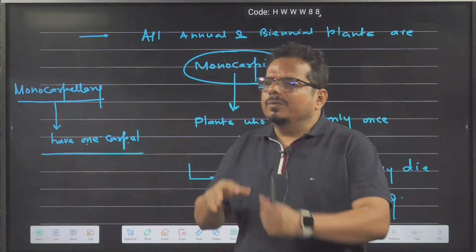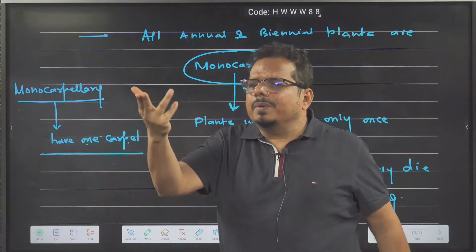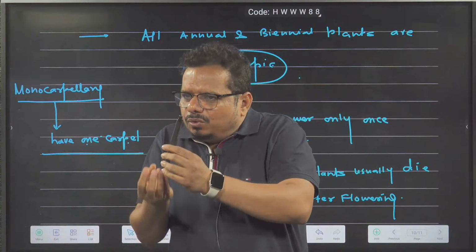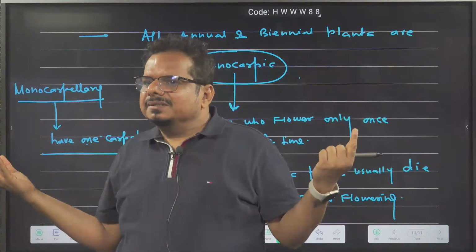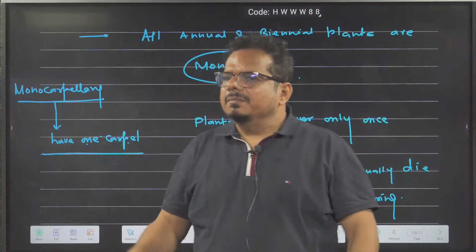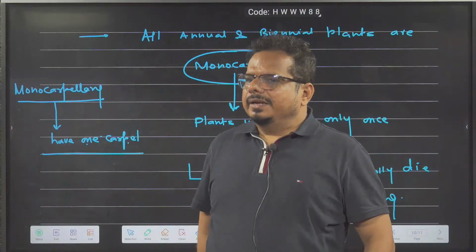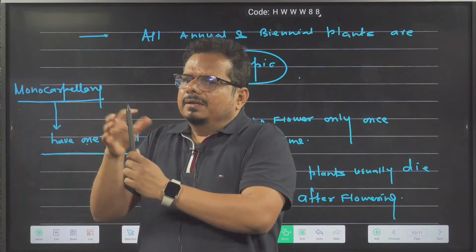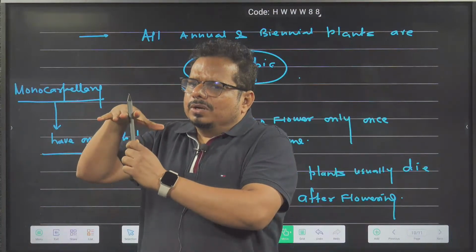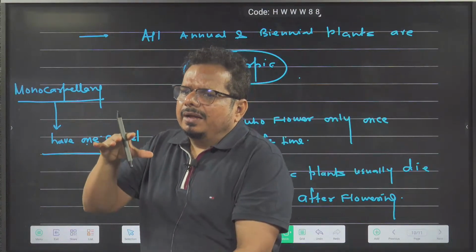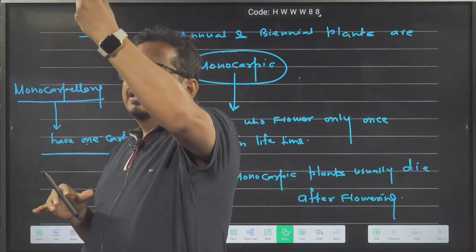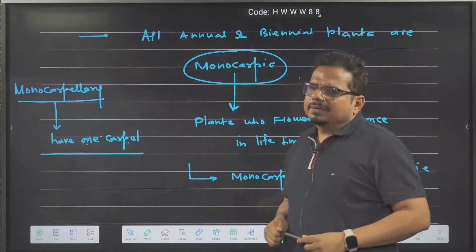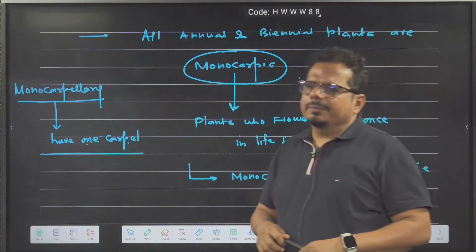Suppose you cut the fruit part of the paddy with scissors. From the root or stem, will a new plant emerge? No, it will not emerge. The plant will die. It's not possible in the case of paddy. Flowering occurs, fruit comes, I cut it, and from the same plant another plant comes, another time flowering comes. It is not possible. So what is the characteristic feature of a monocarpic plant?